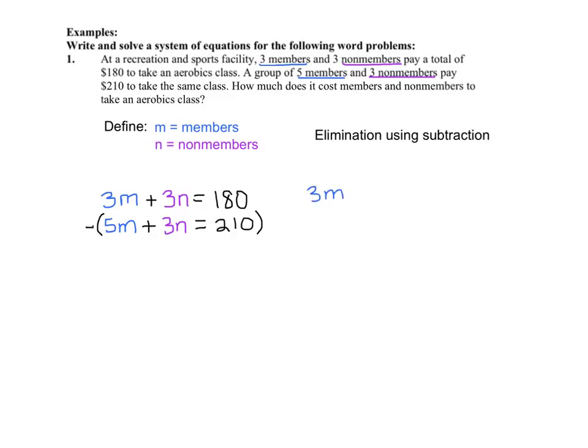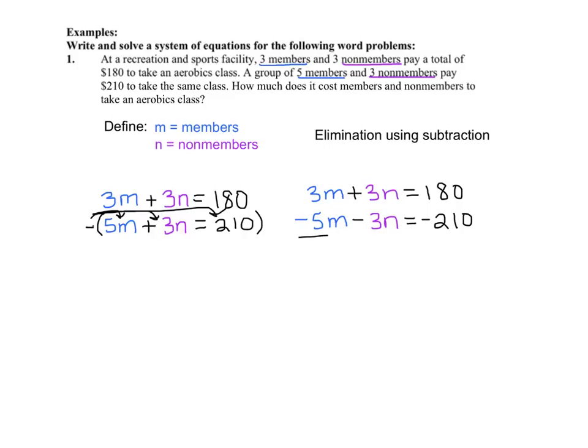3m plus 3n equals 180. And you want to distribute the negative to each term in the bottom equation. So we have negative 5m minus 3n, because a negative and a positive give you a negative, and that's going to equal negative 210, because the negative is being distributed. And now we can solve.